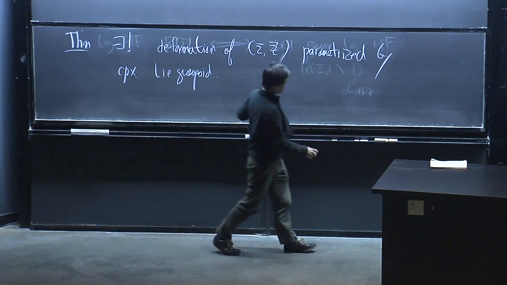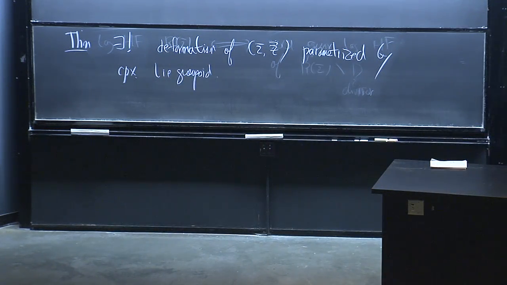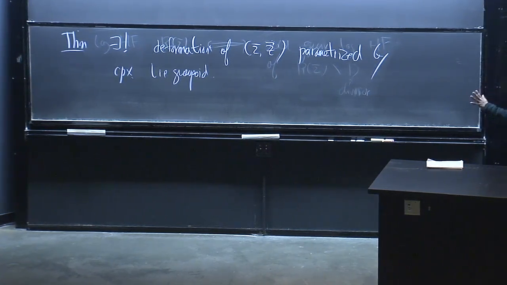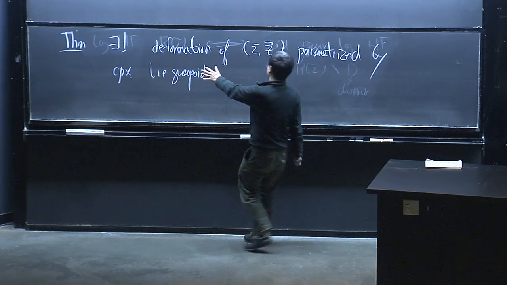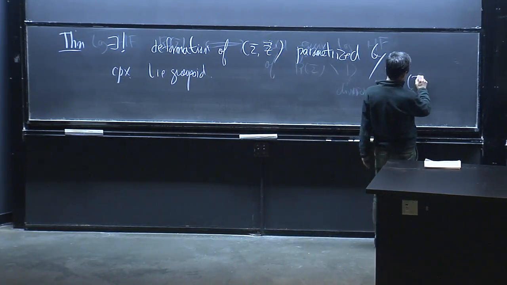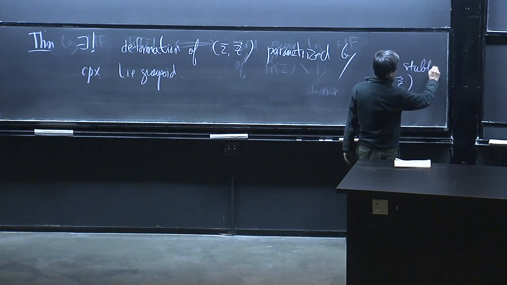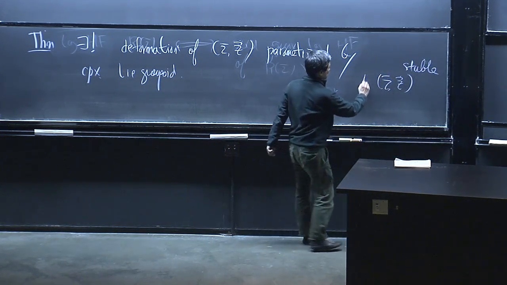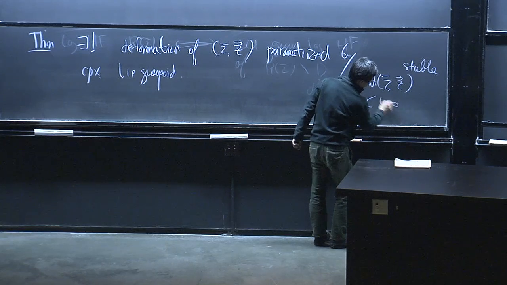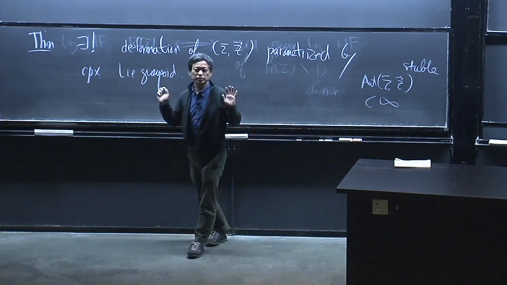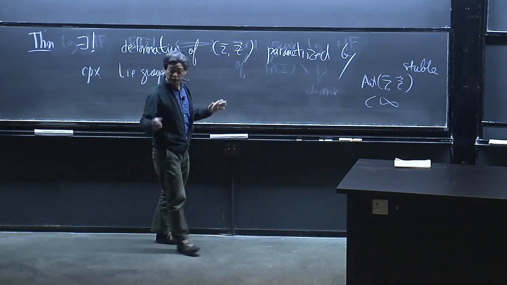So, of course, I need to explain what I mean. But first of all, let me remind you that there is one most important case where this kind of thing is completely well known. It's the case when this curve is called stable. Stable means that this automorphism group is a finite group. So this is a very classical result by Deligne and Mumford.